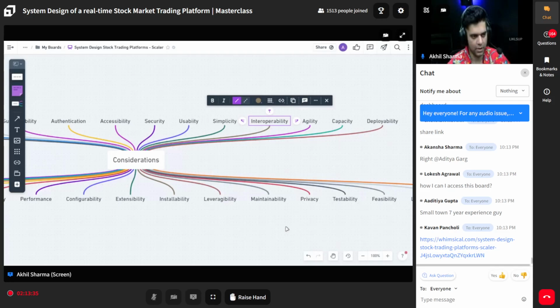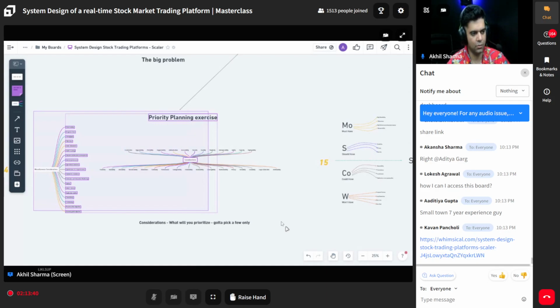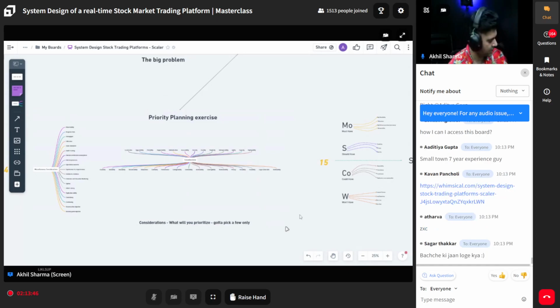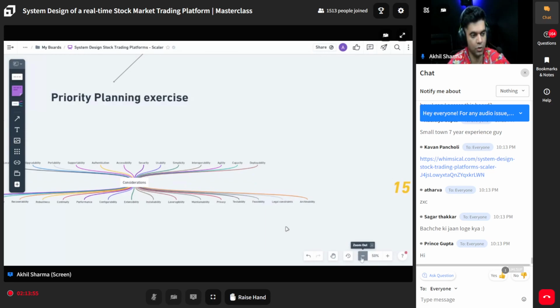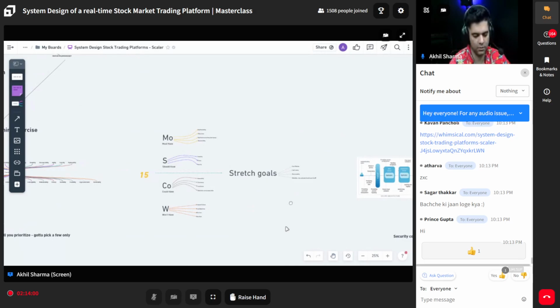We can't possibly go through all of these terms. There are more than 30, maybe 40 terms here, and it's not that long a session. So you have to Google all of these and understand them, but I'm showing you what happens in the real world. I'm taking you behind the scenes of how the system for a very big platform is actually designed.